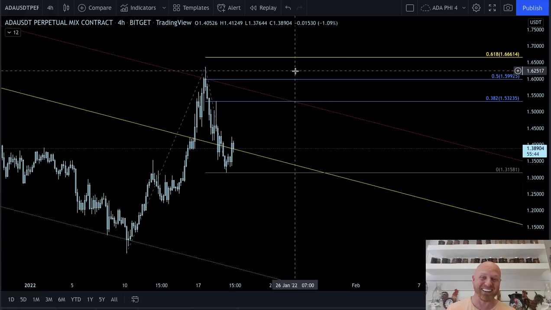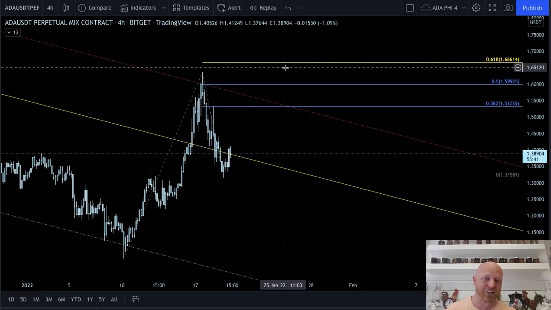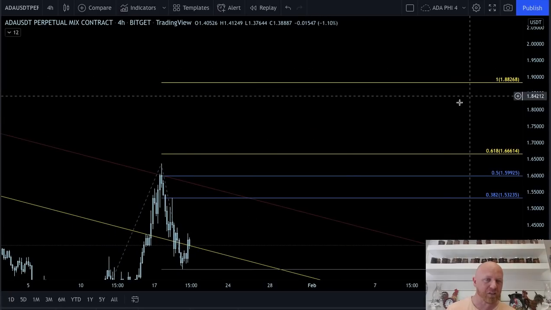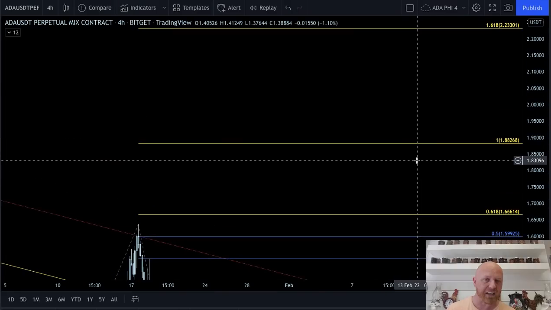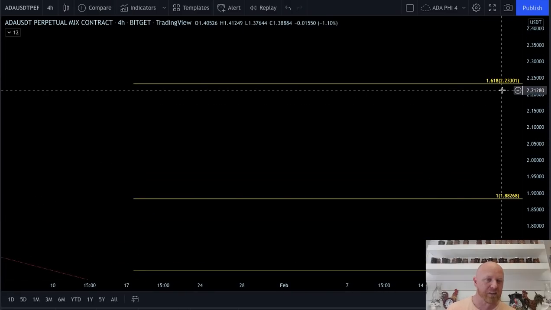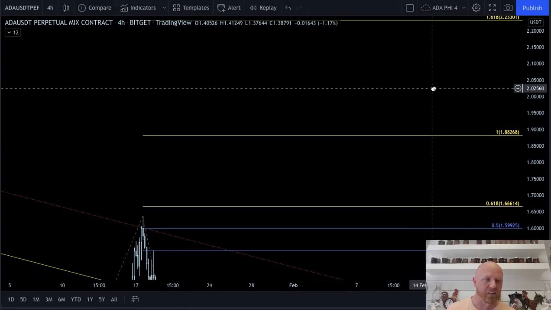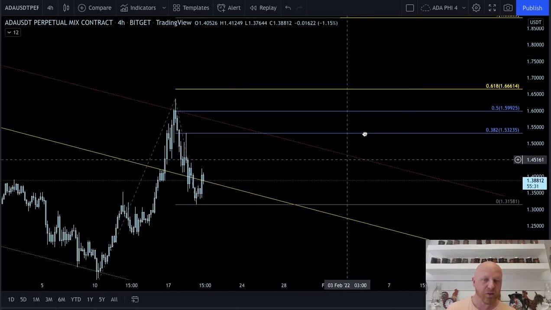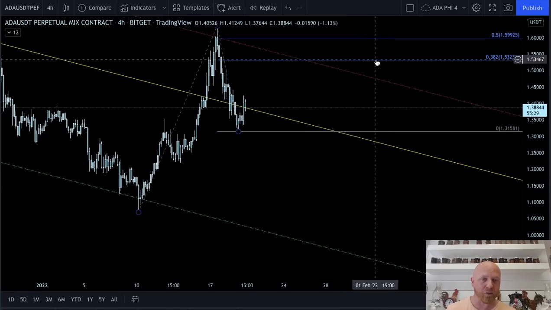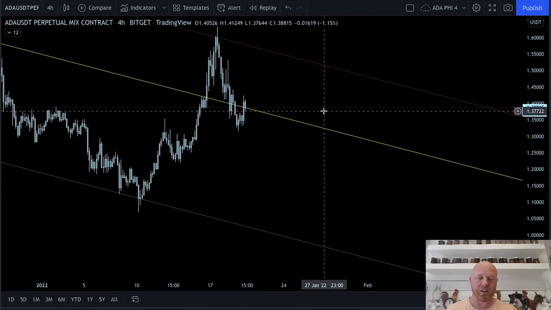But if you get up to the 618, you're exiting the trend channels, which is bullish, and your one fib would be at $1.88. And your 1618 is at $2.23. So again, a lot depends on what brother Bitcoin wants to do here, okay?